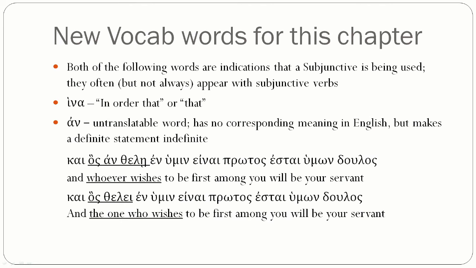I've put the sentence down here without the an. Without the an, it changes from a subjunctive to an indicative mood. So it says, and the one who wishes to be first among you will be your servant. The one who wishes. We're talking about a definite person here, the one who. But if you put the an there in the previous example, the an muddies that. And so instead of the one who wishes, this becomes whoever wishes. Anybody who wishes. Now we're not talking about a definite, specific person, but just indefinite, whoever wishes.